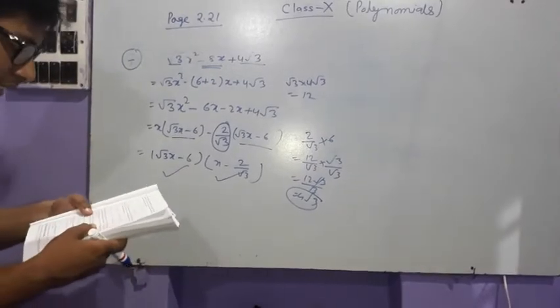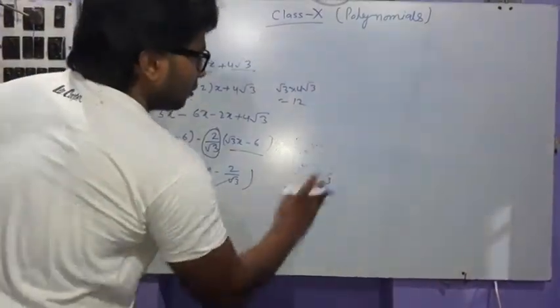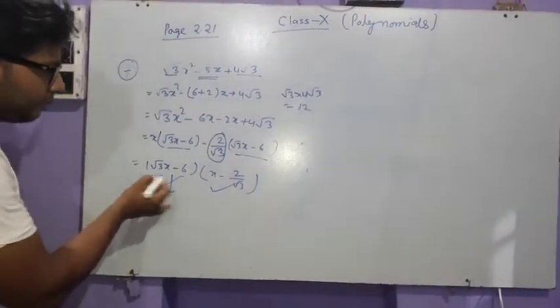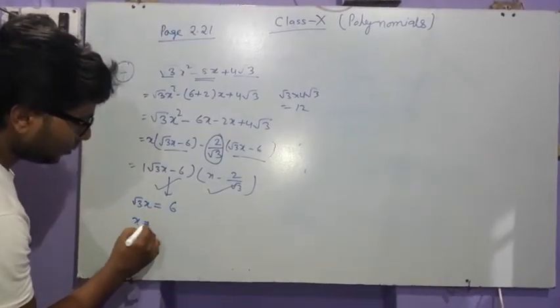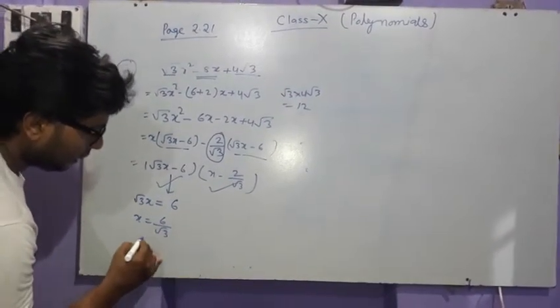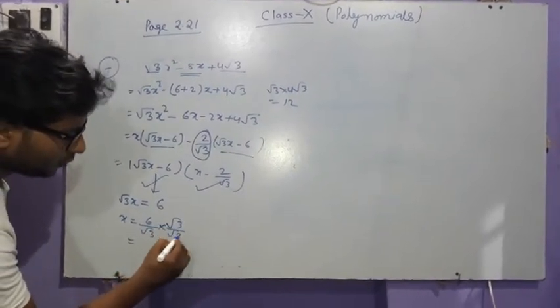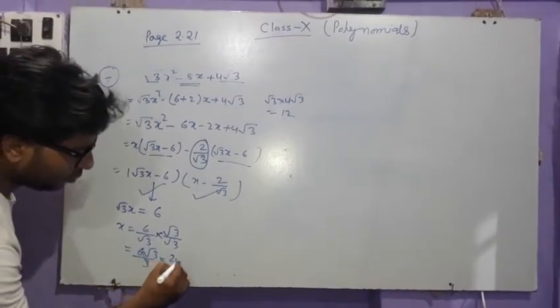Now the question is telling that verify the relation between its zeros and its coefficient. Okay, so its zeros and coefficient. If this equation becomes 0, that means root 3x equals 6. So x equals 6 upon root 3. Here you can rationalize it. So multiply by root 3 and root 3. So 6 root 3 upon 3. You can divide it by 3, so it is 2 root 3.